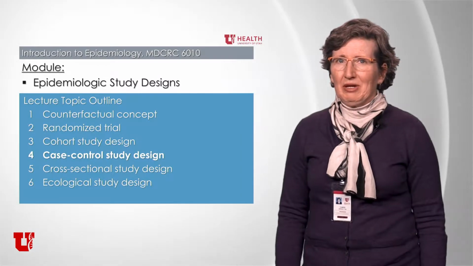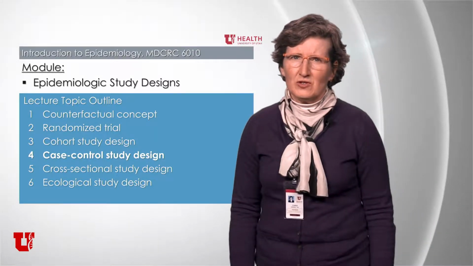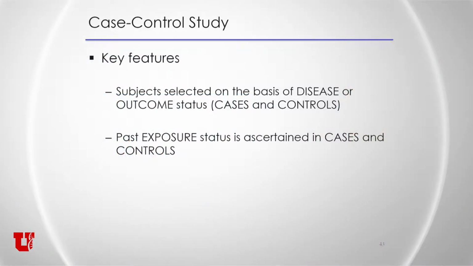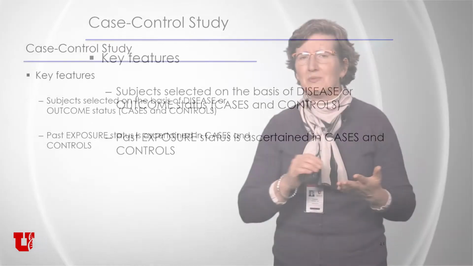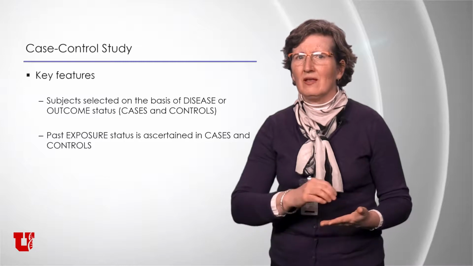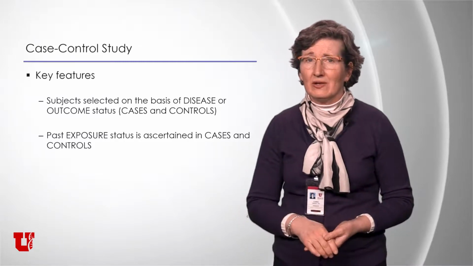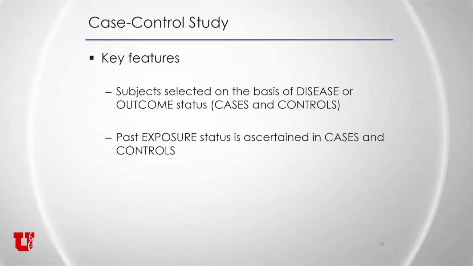For the module on epidemiologic study designs, this is the lecture segment on case control study designs. So the key features of a case control study design are that subjects are selected on the basis of the disease or outcome status. So they become cases or controls based on the outcome. So in terms of our cause and effect question, the outcome or effect, that's how we're defining our cases and that's how we're selecting our study participants. And then past exposure status is ascertained in those cases and controls.